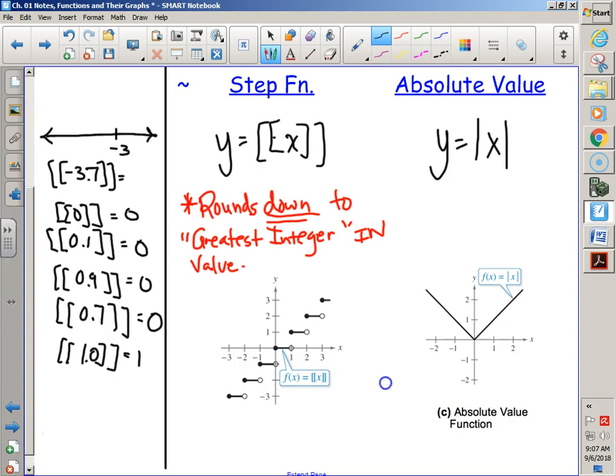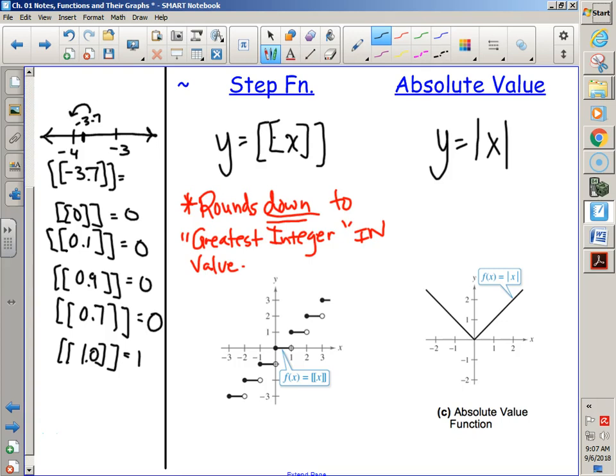Here's negative 3. Here's negative 4. Here's negative 3.7. If you're rounding down, you're rounding to negative 4. Why? Has negative 3.7 gotten to negative 3 yet? No. The same way that 0.9 hasn't gotten to 1 yet. The same way that 3.7 hasn't gotten to 4 yet.